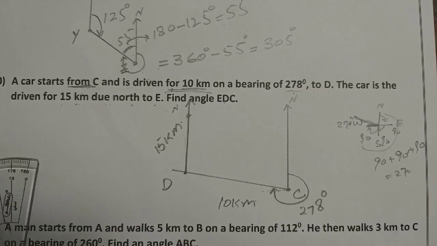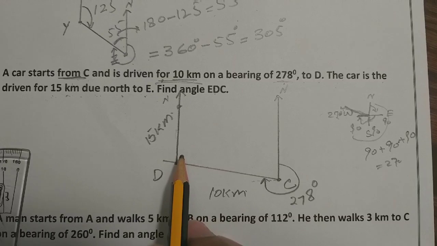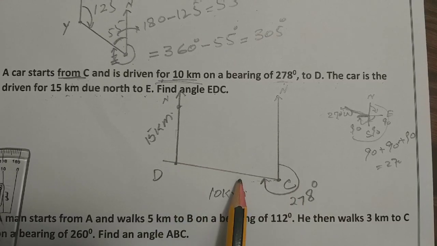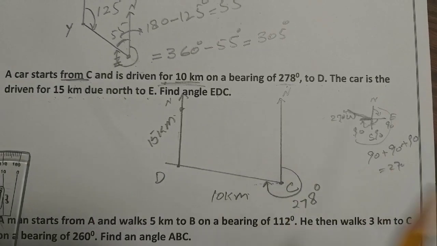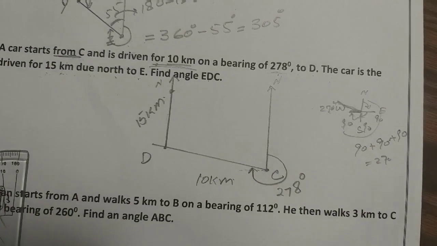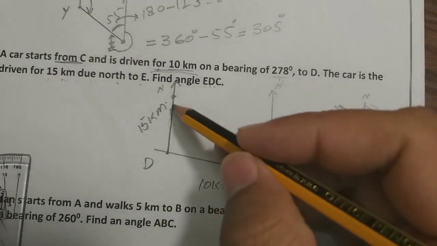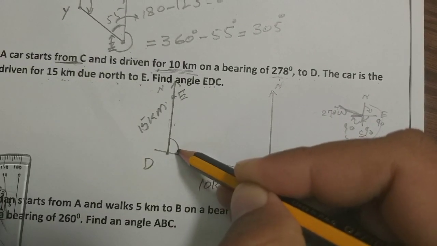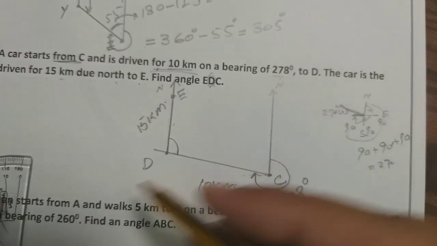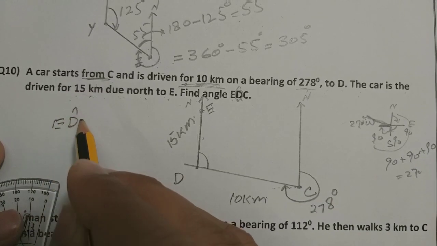Because as I said in the different videos, the given diagrams are not to scale. If you look here, this is 10 kilometers and the longer length is 15 kilometers, it's just not to scale. Okay, so we need to find the angle EDC. We know that, if this is the E point, the angle always stands on the middle letter. So it means we need to find angle EDC.